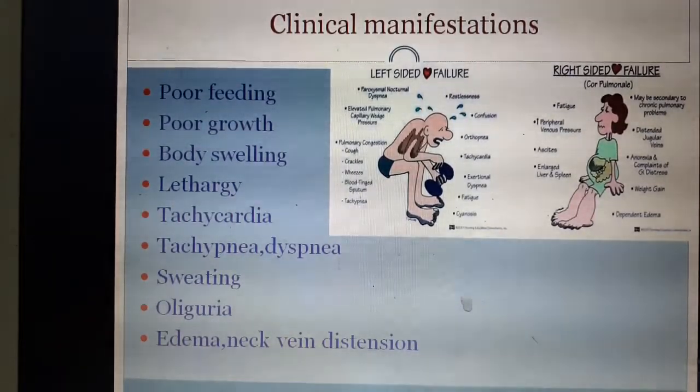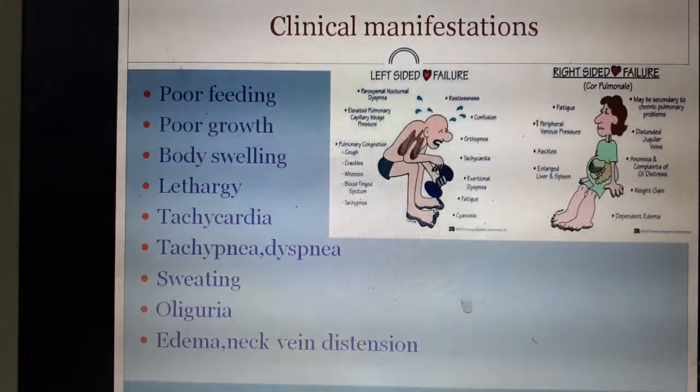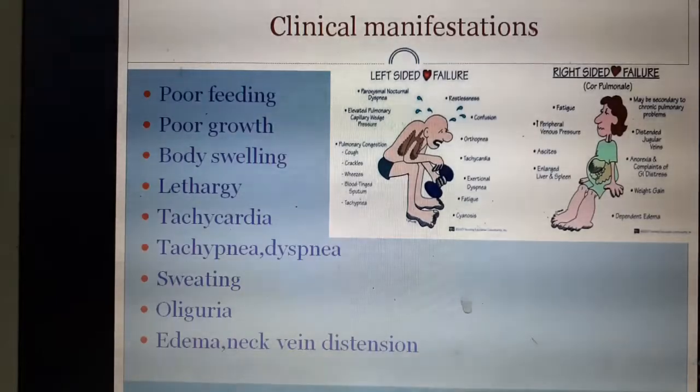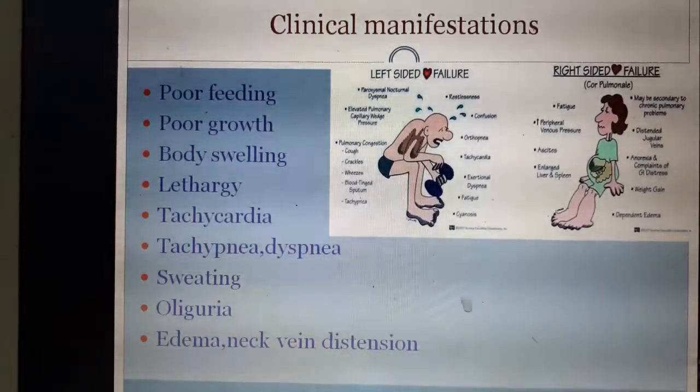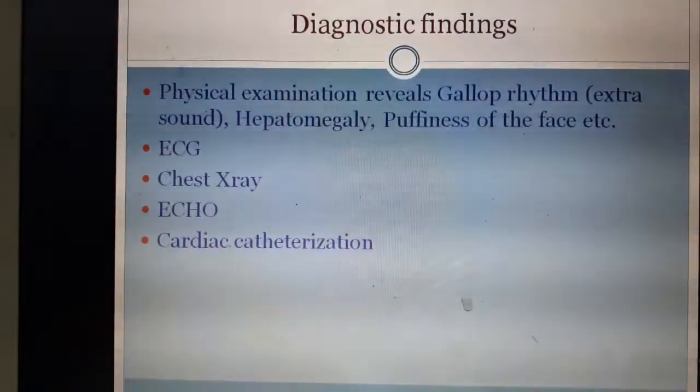They can have leg swelling, especially generalized edema, and lethargy. They will look very dull, not very active. Tachycardia, tachypnea, dyspnea, and sweating can be there, especially forehead sweating. Oliguria can be there, that is decreased urine output of less than 1 ml per kg per hour in children. Edema and neck vein distension.